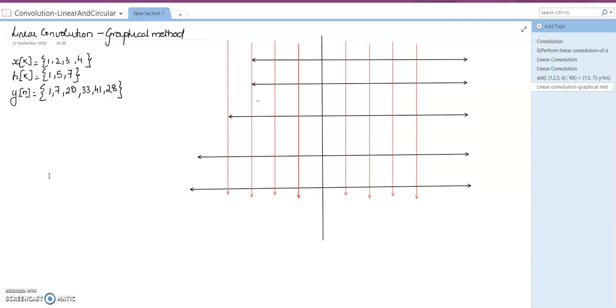Okay, so now we are going to focus on the linear convolution problem using the graphical method. Prior to explaining this program, I have to draw a diagram like this. What I do initially is I draw these black lines, and this red line, since I am not having another option, I have highlighted it as red.